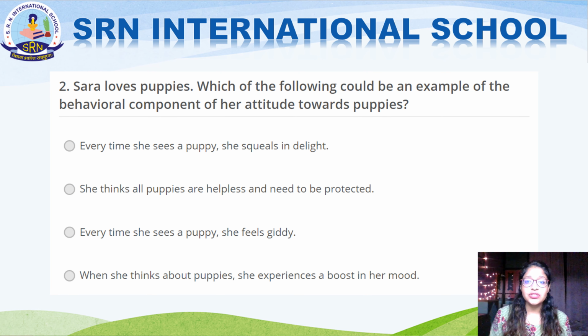Sarah loves puppies. Which of the following could be an example of the behavioral component of her attitude toward puppies? Every time she sees a puppy, she squeals in delight. Behavior. She thinks all puppies are helpless and need to be protected. She thinks. Cognitive. Every time she sees a puppy, she feels giddy. She feels. Emotion. When she thinks about puppy, she experiences a boost in her mood. Again, emotions plus cognition. So we have been asked the behavioral component. So the answer is going to be every time she sees a puppy, she squeals in delight because that's her behavior.